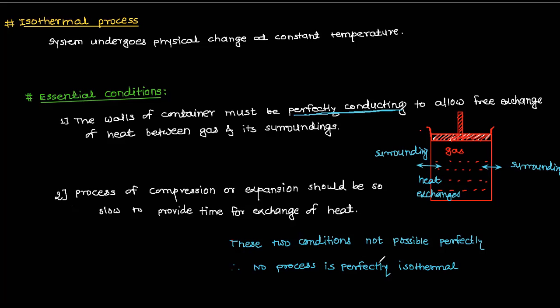Understand? If they ask you why a perfectly isothermal process is not possible, what will you say? You will say that these two conditions are very difficult to attain practically. Okay, so that's why no process is perfectly isothermal.